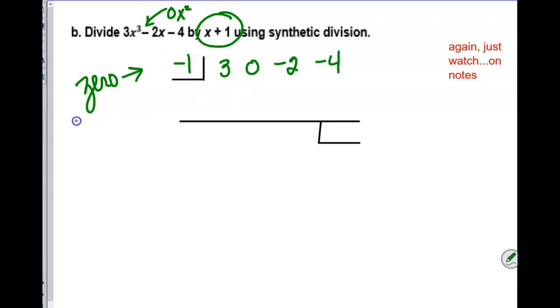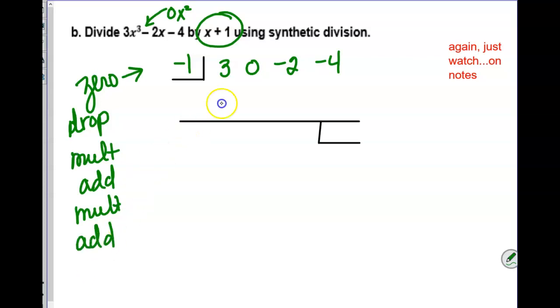Then after you write them across, it is drop the first one down, and then it's multiply, add, not subtract, multiply, add, etc. So I drop the 3 down. Negative 1 times 3 is negative 3. I add to 0 down, and I get negative 3. Then I multiply again. Negative 1 times negative 3 is positive 3. I add straight down and get 1. I multiply negative 1 times 1 right here is negative 1. I add straight down and I get negative 5.